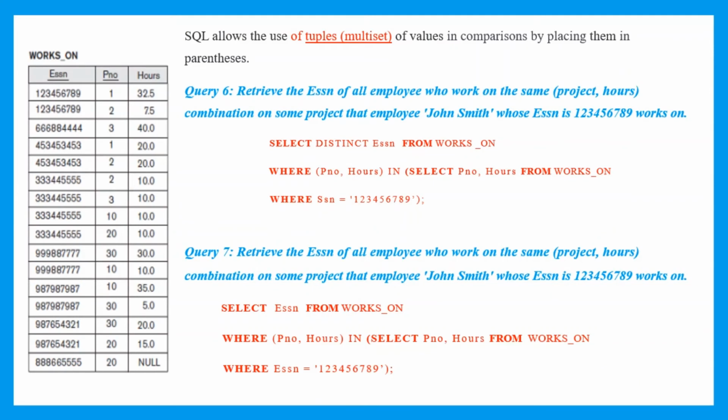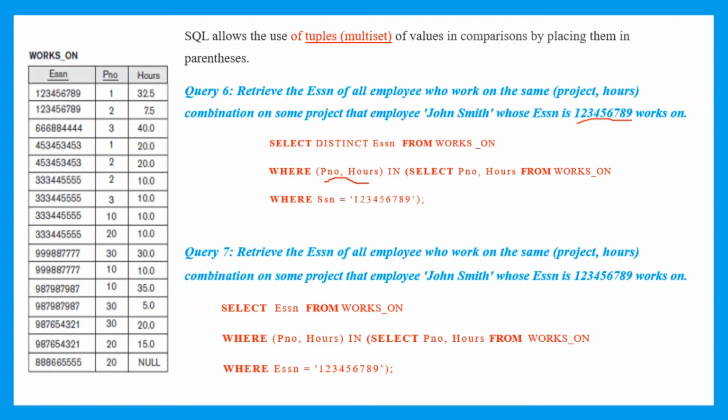SQL allows the use of tuples of values in comparison by placing them in parentheses. That means when I want to compare more than one attribute, we need to make use of parentheses. Let us see an example. Retrieve the ESSN of all employees who work on the same project and hours combination as some employee, John Smith, whose ESSN is 123456789. I want to retrieve the projects John Smith is working on and the duration of the projects.